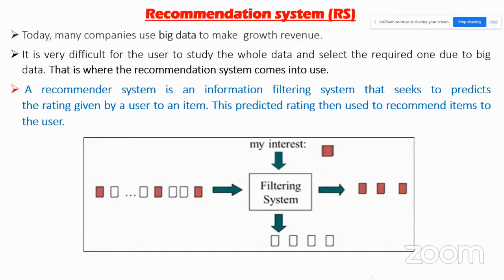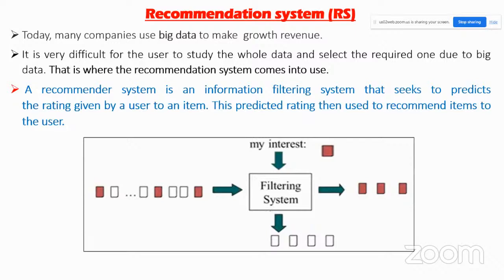So basically it is an information filtering system, and it will recommend the movies or products where the user or maybe customer is showing interest. But how is it possible? What is exactly happening here? Because based on this diagram, we can understand it's a very simple thing.